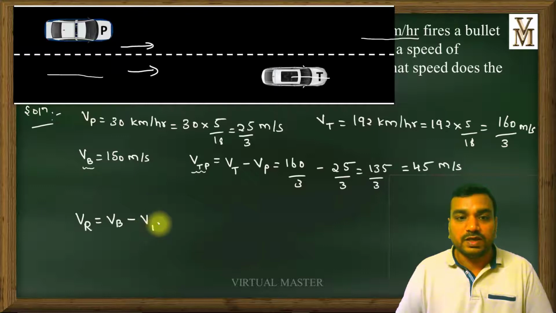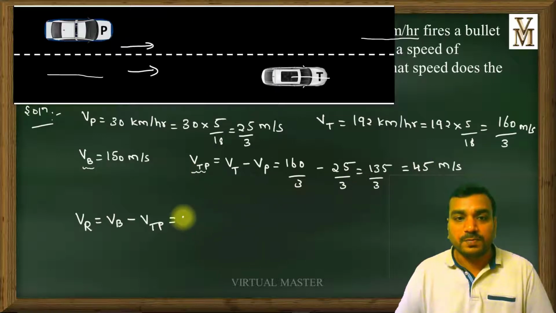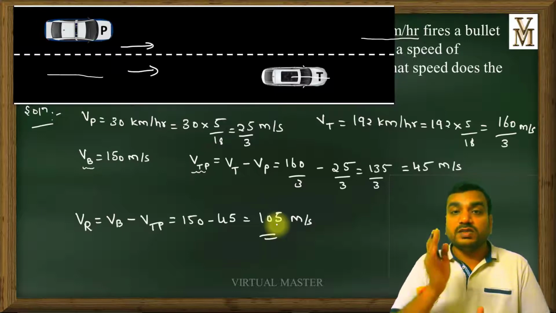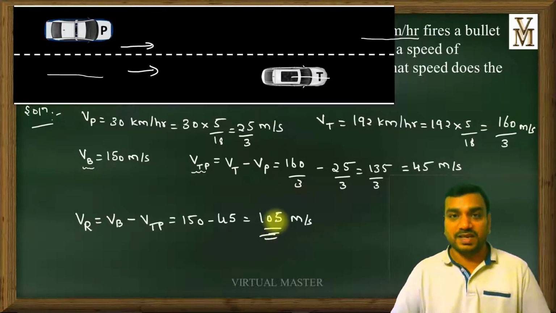Okay, VTP, this will be equal to 150 minus 45, it is almost equal to 105 meter per second. That means the bullet is going to hit the thief's car with a speed of 105 meter per second.